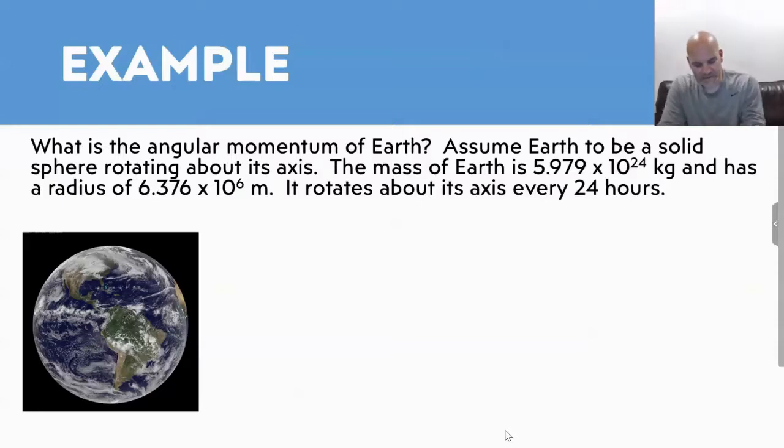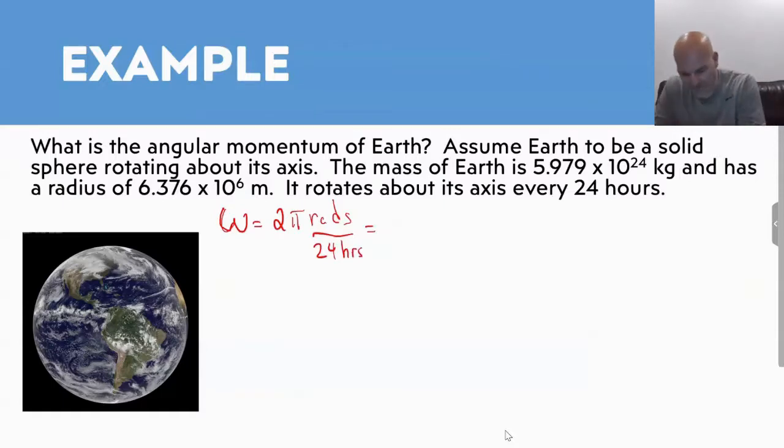So the first thing we need is omega, right? So it's going to travel 2 pi radians in 24 hours, right? Let me take a step back, right? So it's going to do 1 revolution in 24 hours, right?